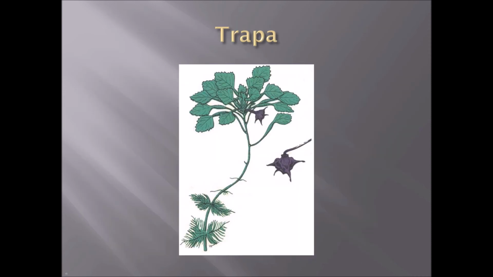So this is the picture of Trapa, the photosynthetic root. In this root, photosynthesis will occur since chlorophyll is present. It is a green root. So the example is Trapa, assimilatory roots.